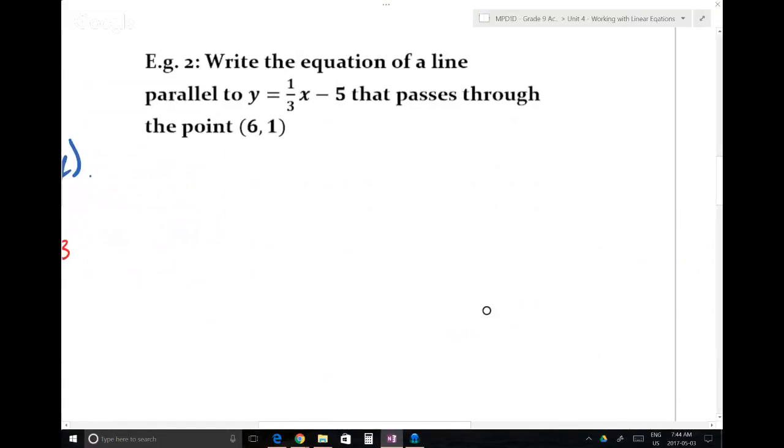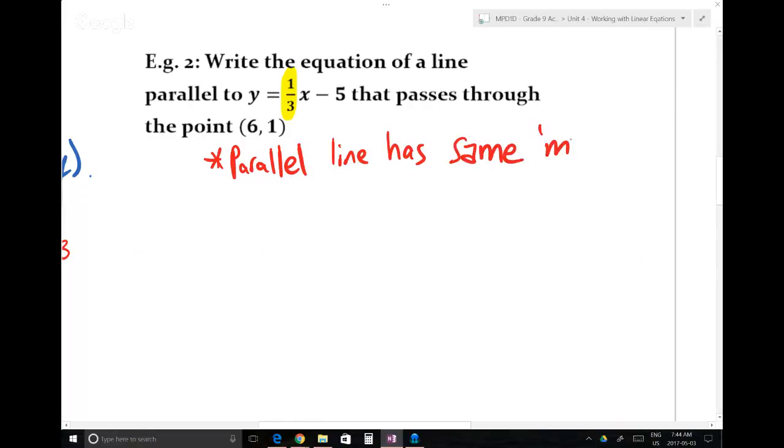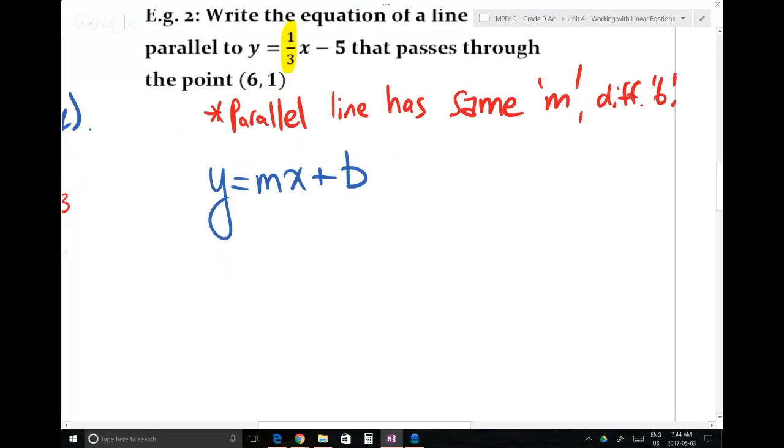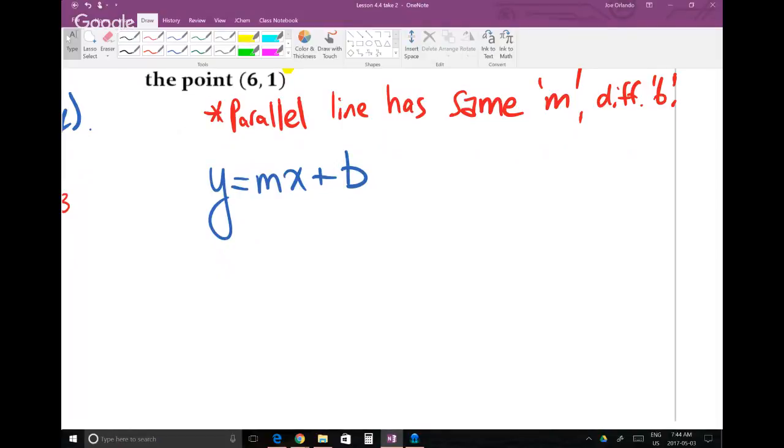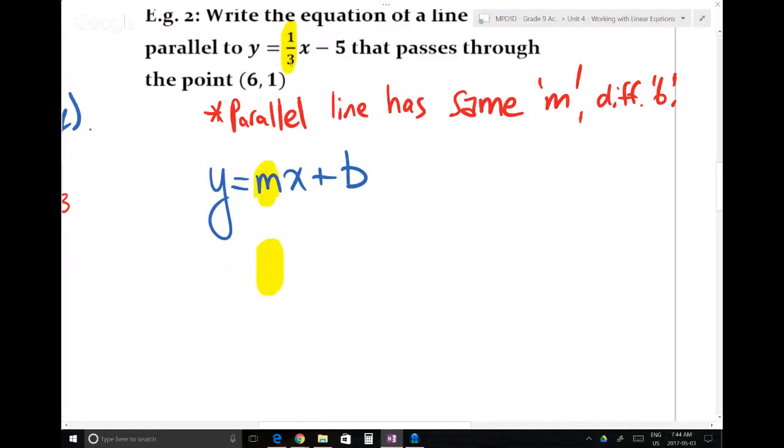So the trick to this is to know, just like last time, the parallel line will have the same slope. So it has the same m value, same slope, but a different b. So we're going to write this out. I'm just going to say that y equals mx plus b will be our new line. And then let's put what we know in. Well, we know that the slope, m, is going to be the same. It's going to be 1 over 3. We don't know b, though. We're going to have to find b. And to do that, we're going to use the point we've been given.